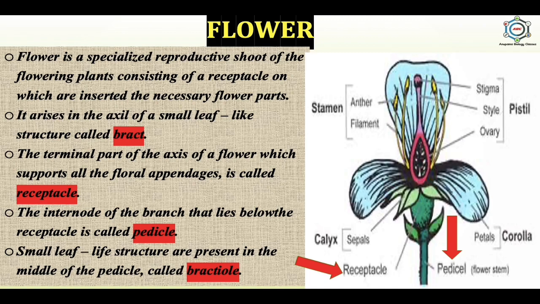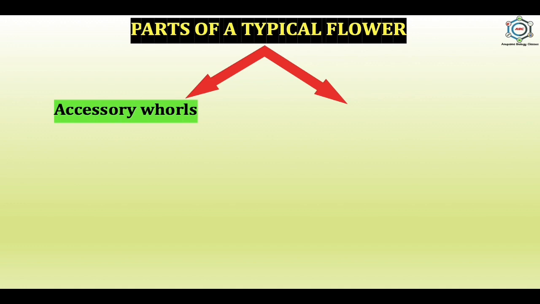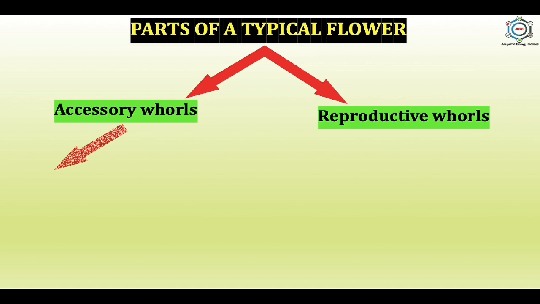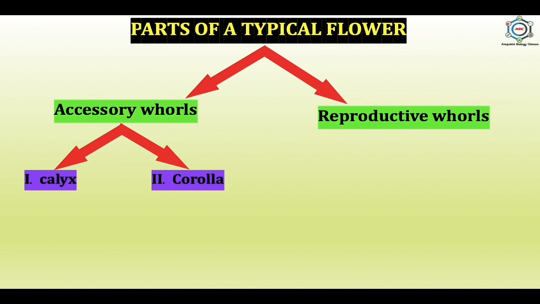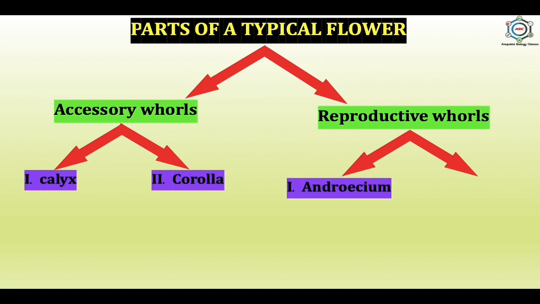Now, parts of the flower. You know that a typical flower is divided into two parts. The first one is the accessory whorls and the second is the reproductive whorls. The accessory whorls are also divided into two parts: the first is the calyx and the second is the corolla. The reproductive whorls are also divided into two parts: the first is the androecium and the second is the gynoecium. Now we will know the complete floral parts in brief.